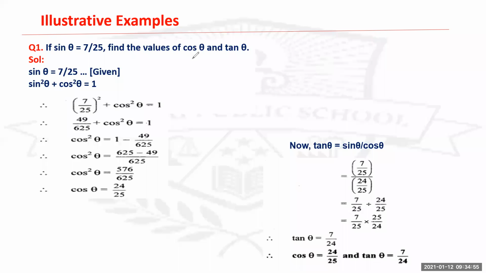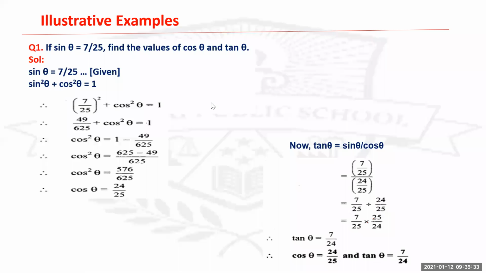Now once you replace this division sign with multiplication, you have to take the inverse of the number after the division sign. So the inverse of 24 upon 25 is 25 upon 24. So 25 would get cancelled. You will be left with 7 upon 24. So tan theta equals 7 upon 24. Therefore, the value of cos theta is 24 upon 25 and tan theta is 7 upon 24.